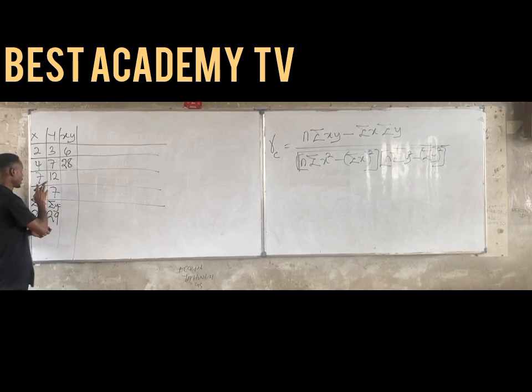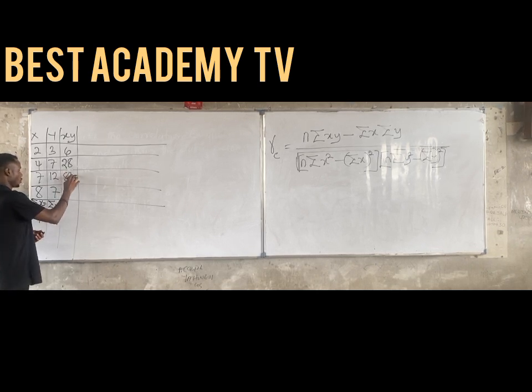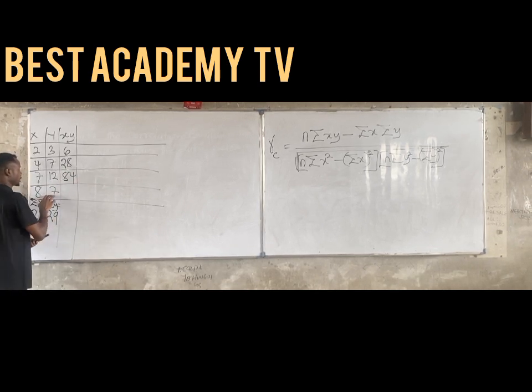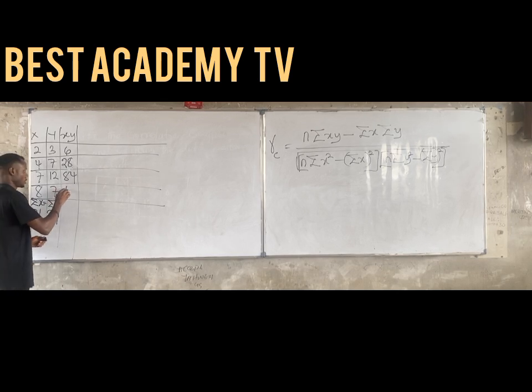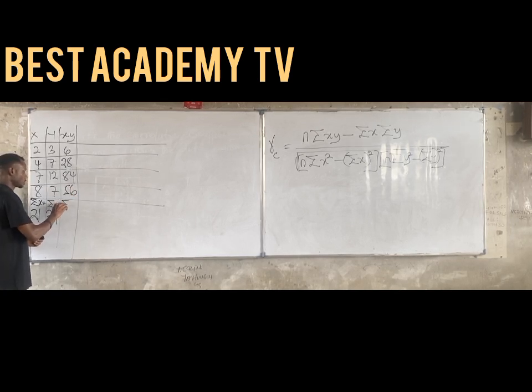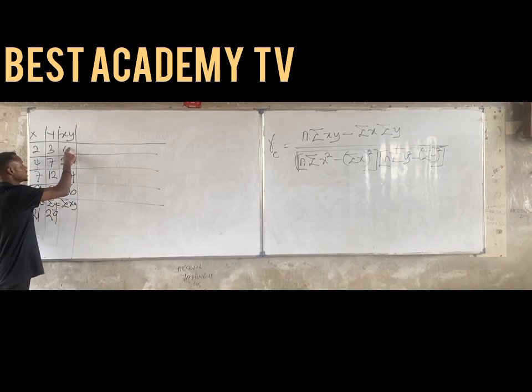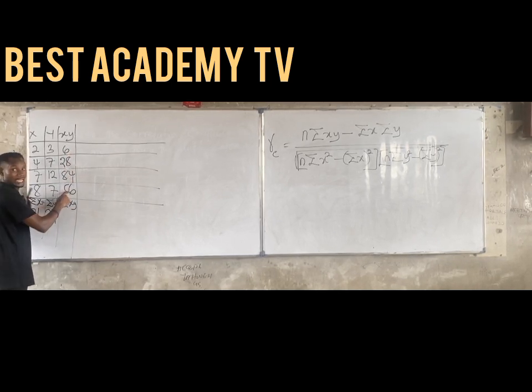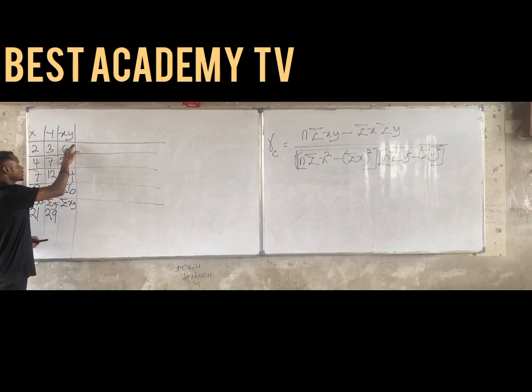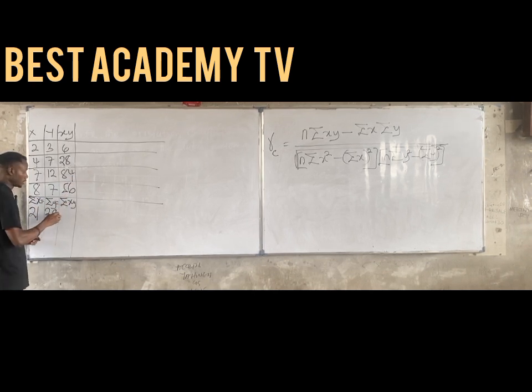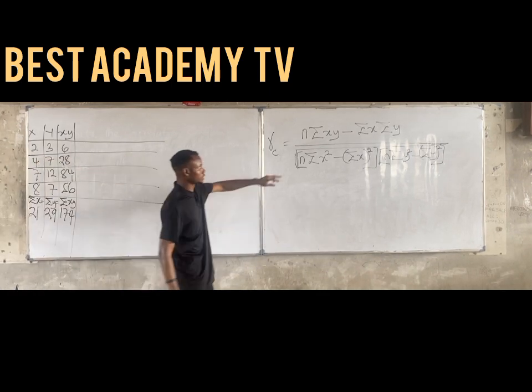Please take note. Now, what about this guy? 7 times 12, 84. Let's go here. 8 times 7 is what? 56. Okay. And let's get sum of sy. What is sum of sy here? Let's go here. This plus this plus this plus this. What is the answer, please? That is 174. Right? Now that means we have gotten this guy here, class.